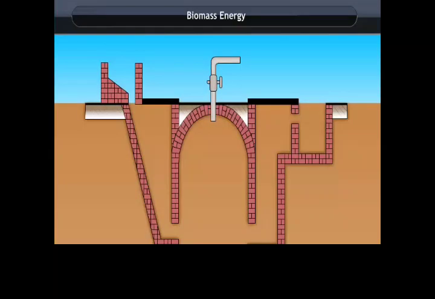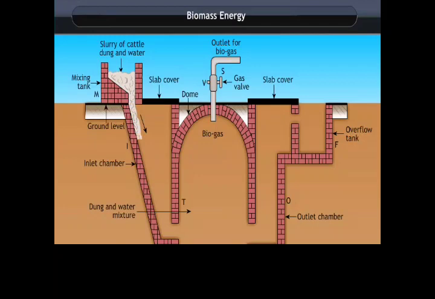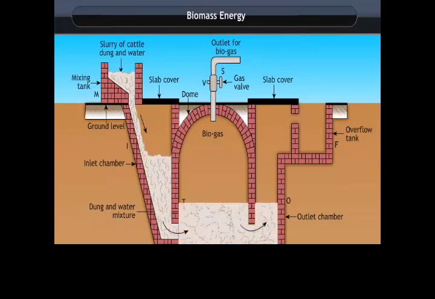The biogas plant has a large underground tank made of bricks and cement. The lower part is the digester, and the upper part has a dome with a gas outlet. On one side of the tank above the ground is a mixing tank, and on the other side is an overflow tank. Animal dung is mixed with water in the mixing tank, and the slurry is sent into the digester.